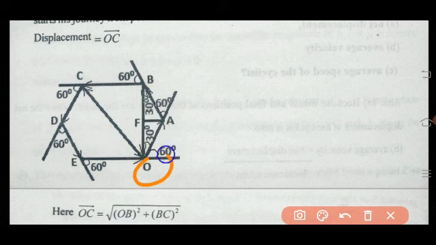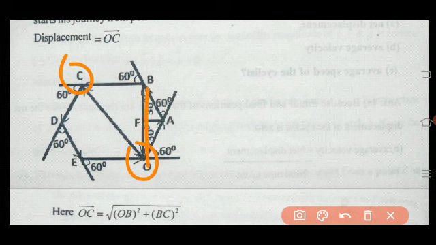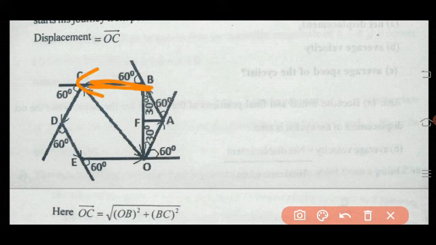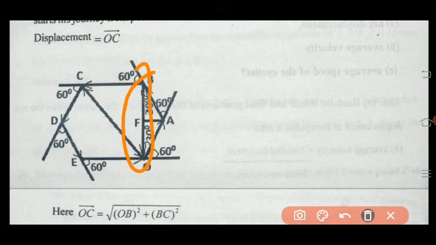So what is the right angle triangle? OBC. Okay. So we know the Pythagorean equation. Here the hypotenuse is OC. Therefore, OC square must be equal to OB square plus BC square, or OC equals under root OB square plus BC square. So we know the value for BC, that is 500 meter. But we don't know the length of OB.